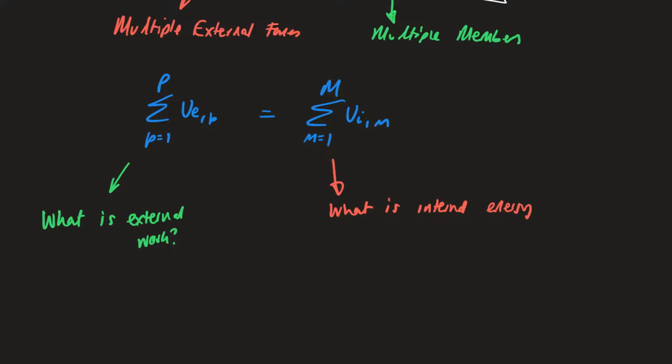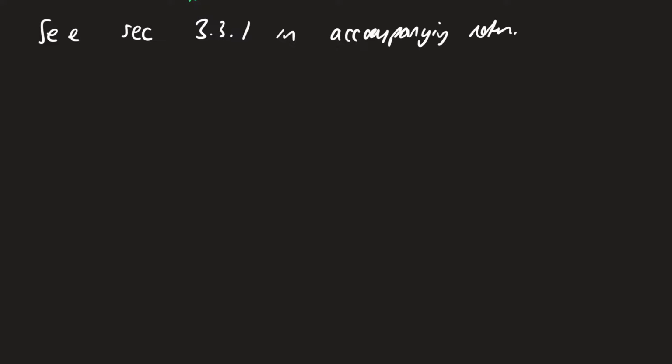So I go through a much more full derivation in the accompanying notes about what external work is. But we're going to just go through a quick bit here. So I advise you to go through section 3.3.1 in the accompanying notes. I spent a lot of time going through and writing that in with full diagrams and just explaining effectively the whole idea of what this external work is.